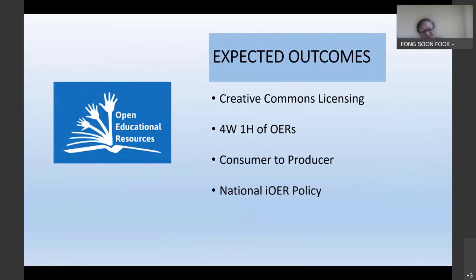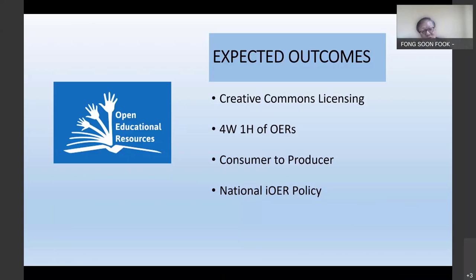The expected learning outcome from our time here together, about 3 hours, will be an introduction to a new kind of licensing called Creative Commons. This is actually the most fundamental portion of OER. For all the educational resources, instead of the traditional copyright, we are using another kind of copyright license, Creative Commons. So what is it all about? We will go into it.